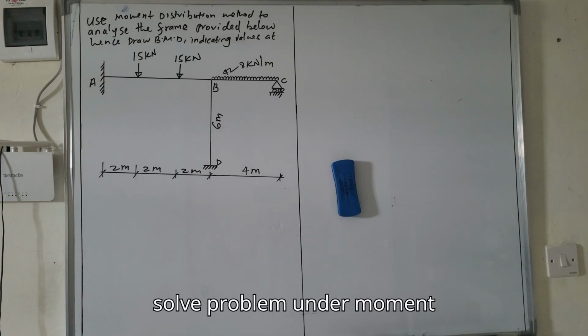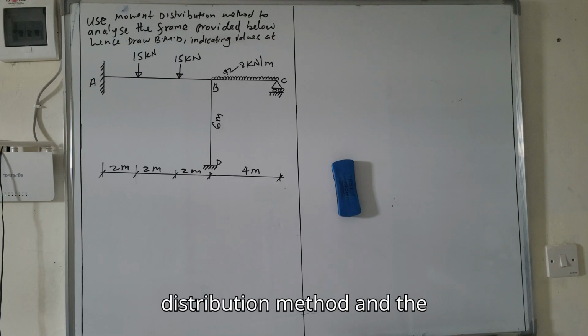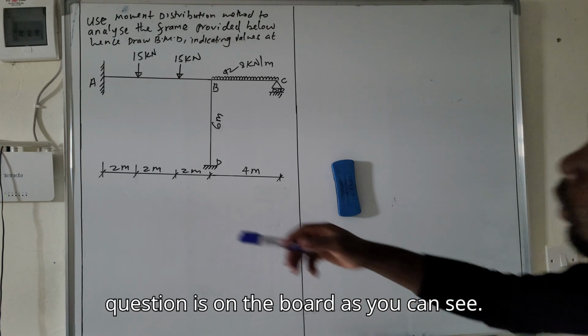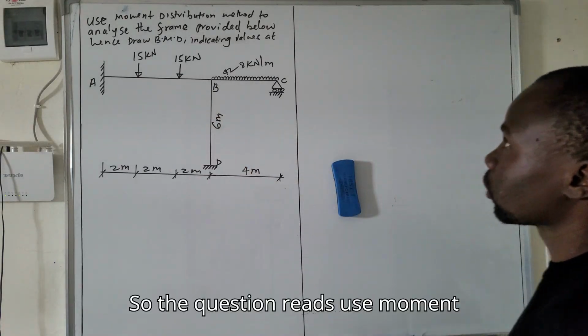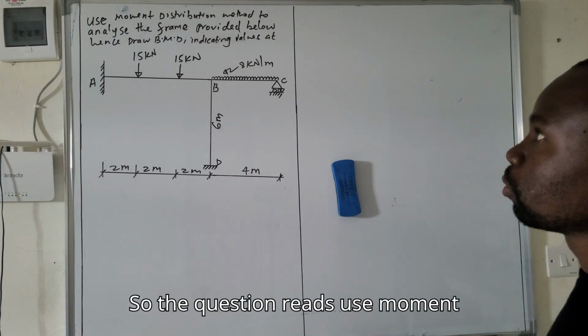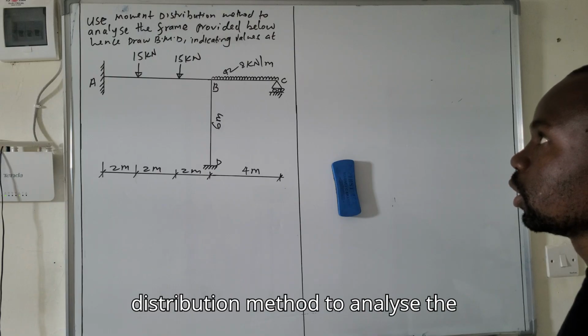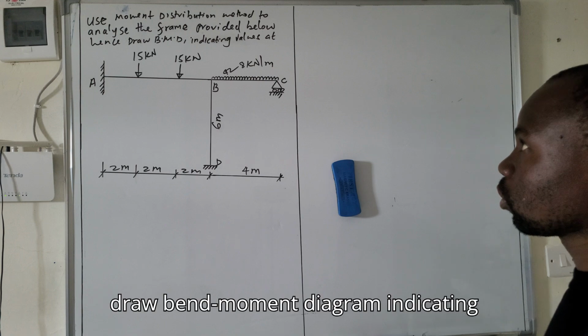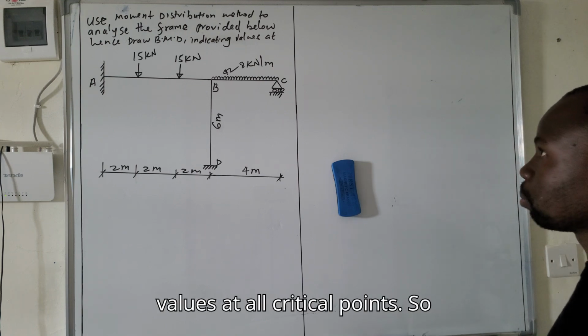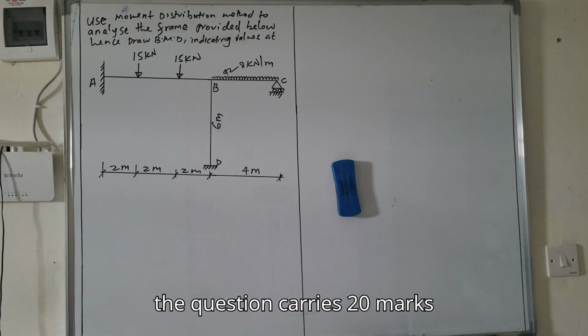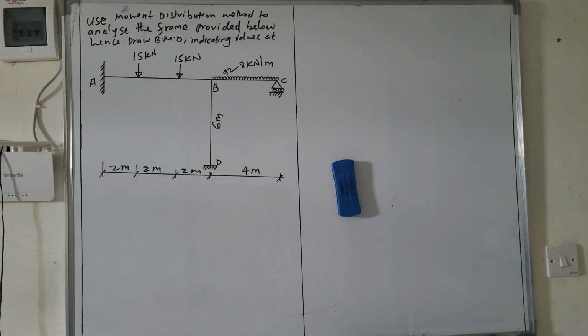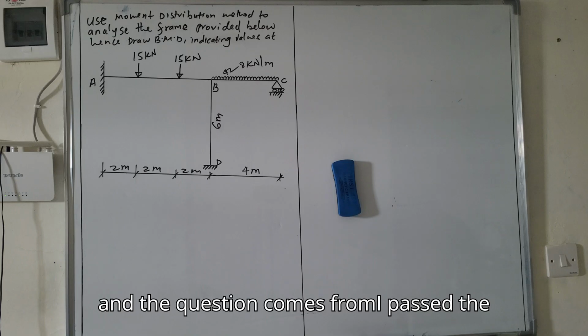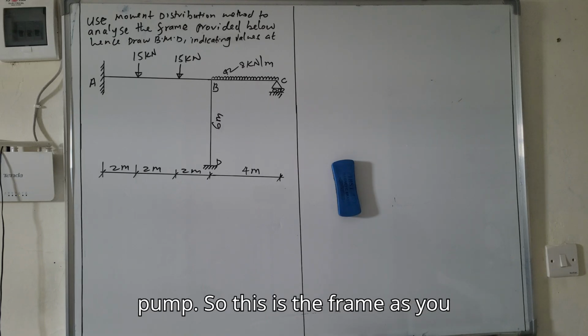Today, I want to solve a problem under the moment distribution method. And the question is on the board, as you can see. The question reads: use the moment distribution method to analyze the frame provided below. Hence, draw a bending moment diagram indicating values at all critical points. The question carries 20 marks and comes from a past paper.